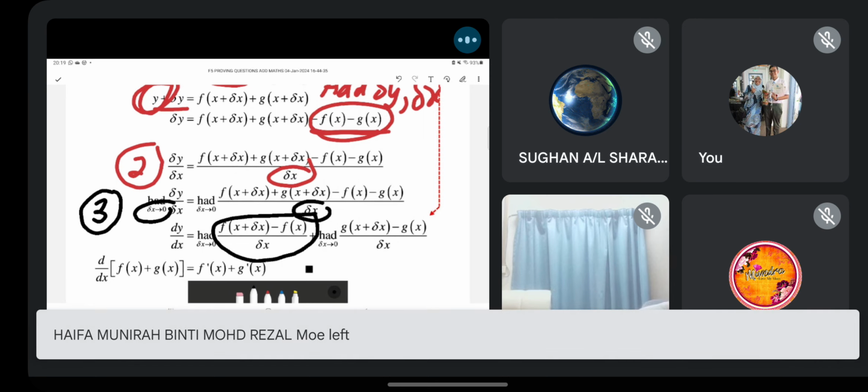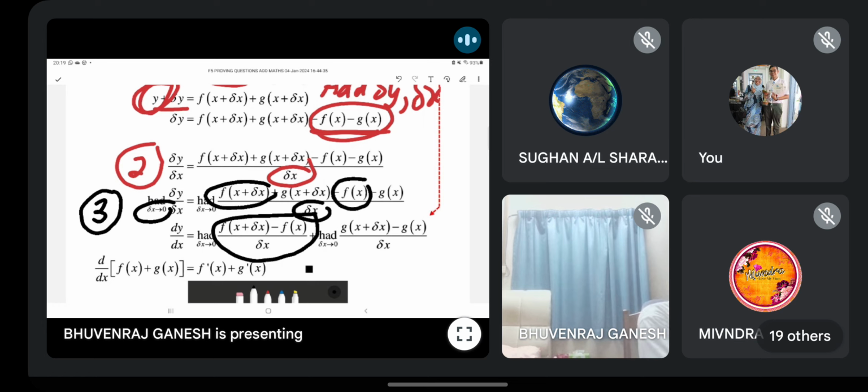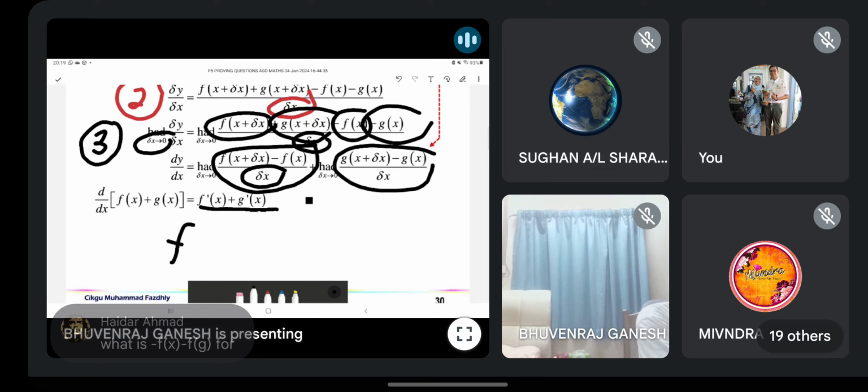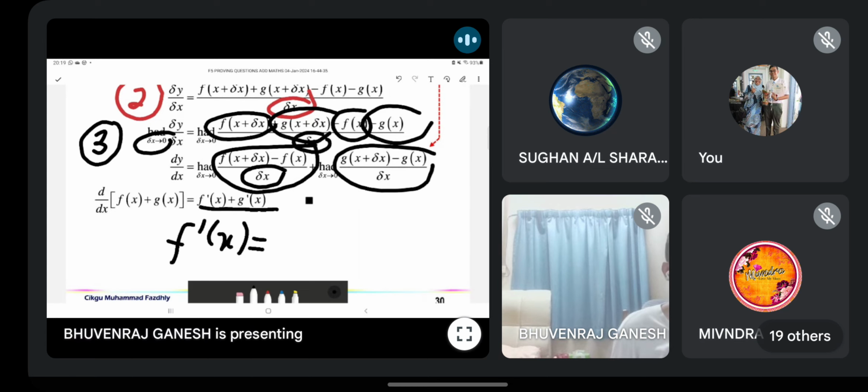Separate into two fractions. So you can see over here, they group all the similar function f together, divide by delta x, and group all the similar function g together and also divide by delta x. From here, you will already get f prime x plus g prime x. Why do I say this, guys? If you still remember, how do you get f prime x?